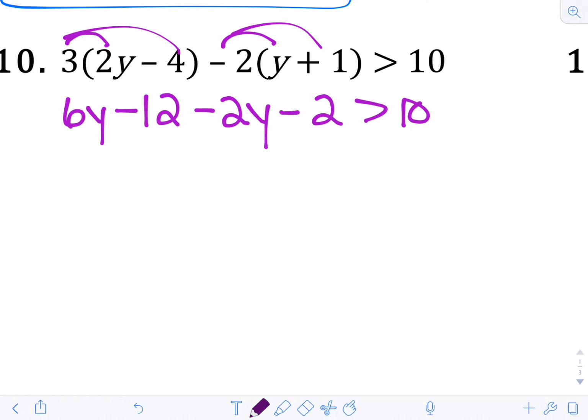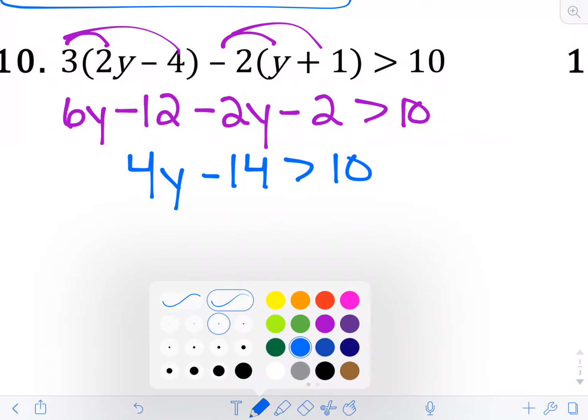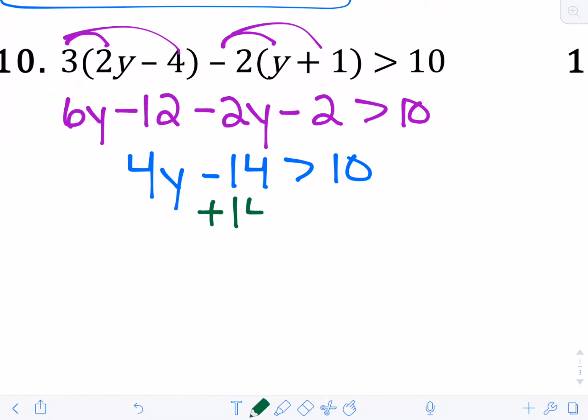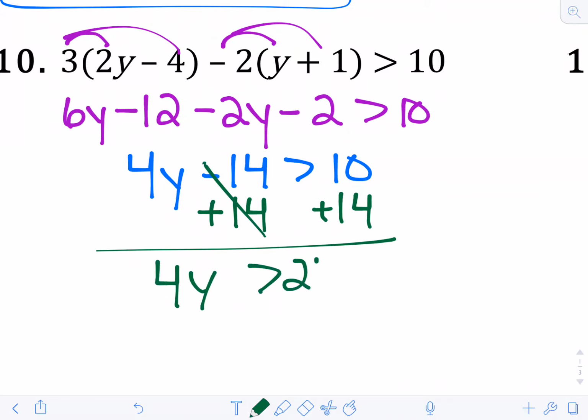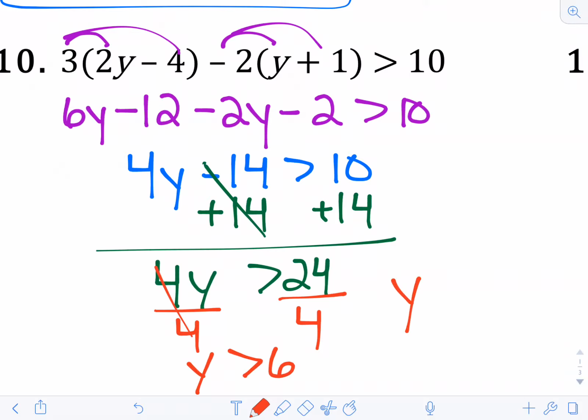If I combine my y terms, 6 minus 2 is 4y. Negative 12 and negative 2 is negative 14. That's greater than 10. Then I'm going to add 14 to both sides, add 14, add 14. What I get here is 4y is greater than 24. Then I'm going to divide both sides by 4, so y is greater than 6. So the answer is y such that y is greater than 6.